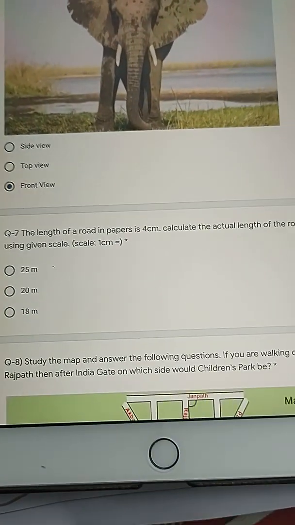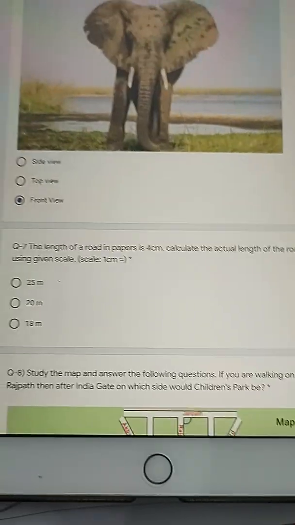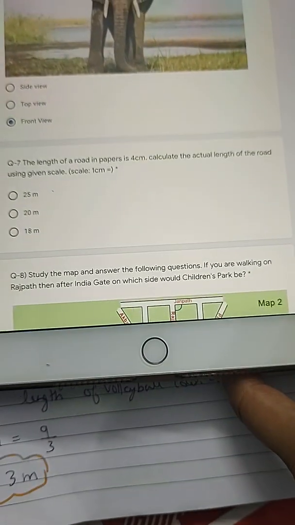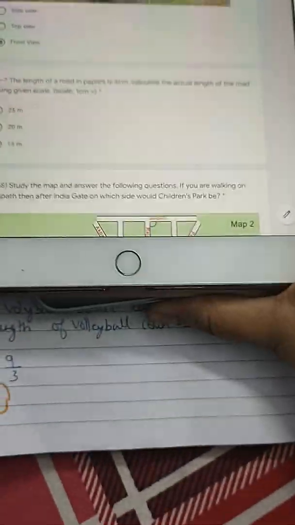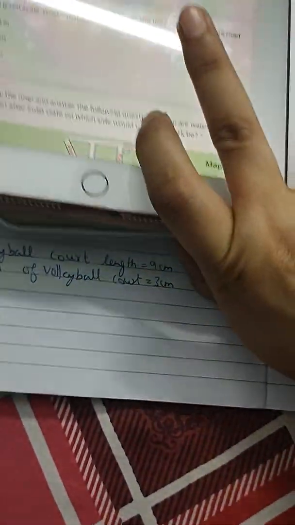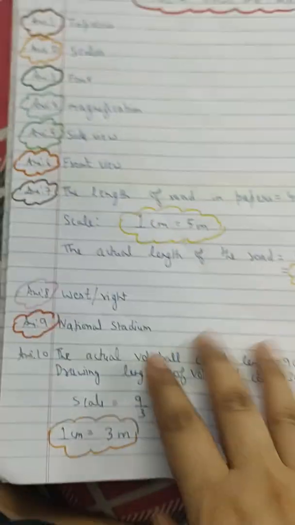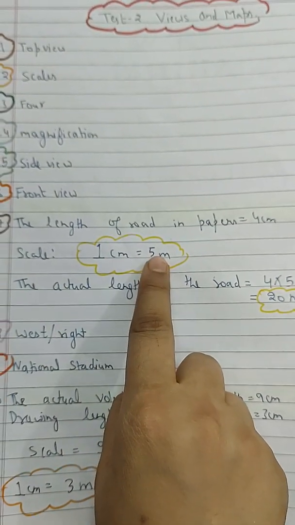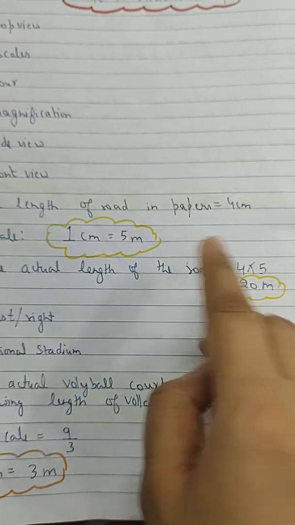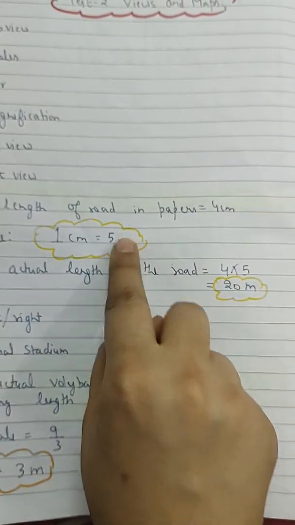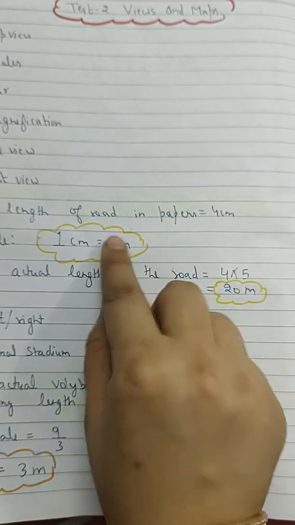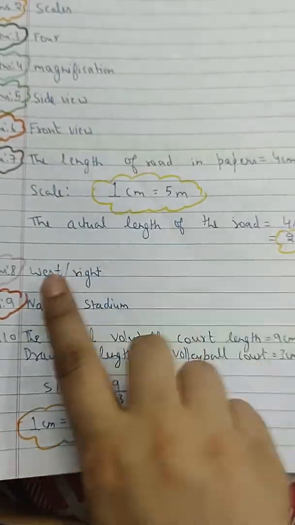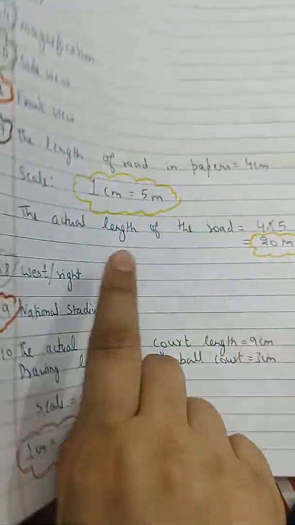The length of the road on paper is 4 centimeter. Calculate the actual length of the road using the scale: 1 centimeter is equal to 5 meter. How are you going to do it? You write like this: the length of the road on paper is 4 centimeter. Scale is given, 1 centimeter is equal to 5 meter. The actual length of the road we have to find out. So 4 will multiply by 5, and the unit you have to write is the one on the right-hand side of the scale. It is given in meters, so you have to write in meters. So the answer will be 20 meters. You have to solve it properly, and only then send the answer.